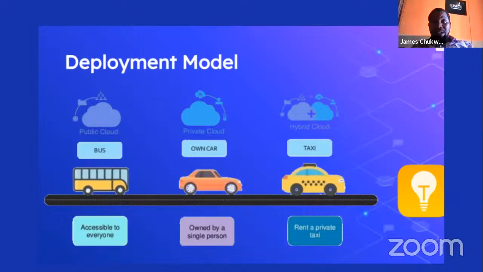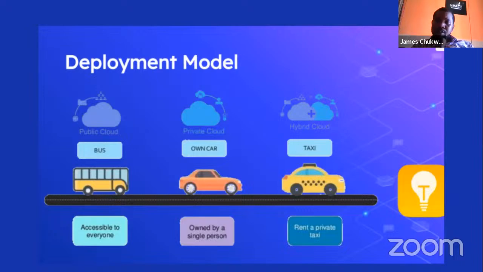Now, if I own a car, the car is exclusively mine. All I need to do is simple. If I want to go out, I get into my car, start my car, and I move. My own car is not for everybody. It's just for me. I hop into my car, start it, and I'm on my way to wherever I'm going.